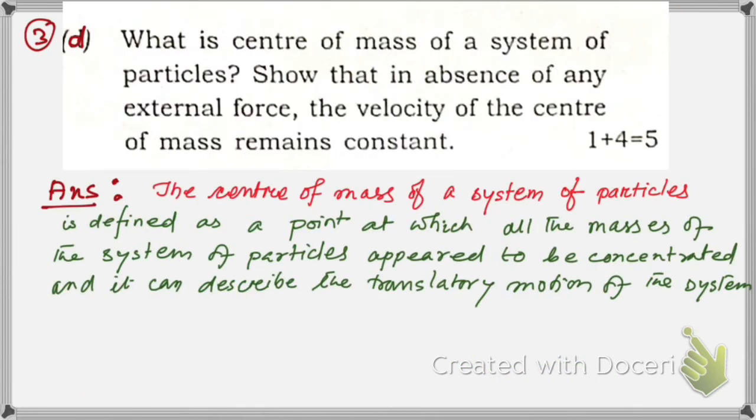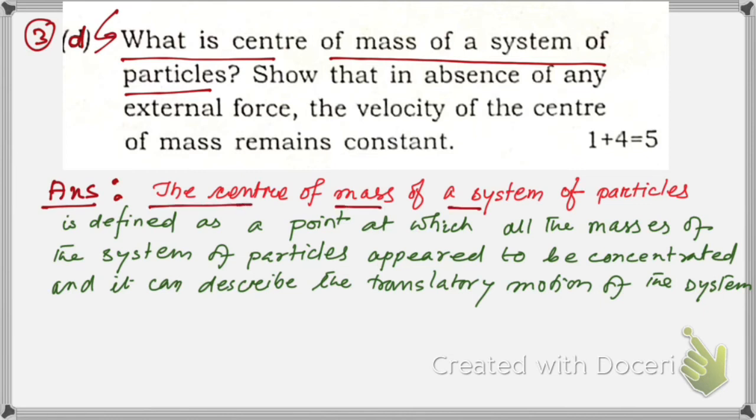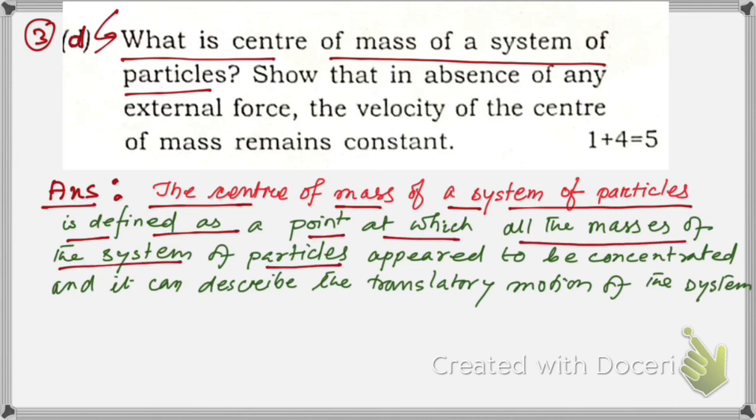Now let's move on to the next question. Here it is given: what is the center of mass of a system of particles? First let me tell you the definition. The center of mass of a system of particles is defined as the point at which all the mass of the system of particles appears to be concentrated. That means it can describe the translatory motion of all the particles of the system, right? So that is all about the center of mass.